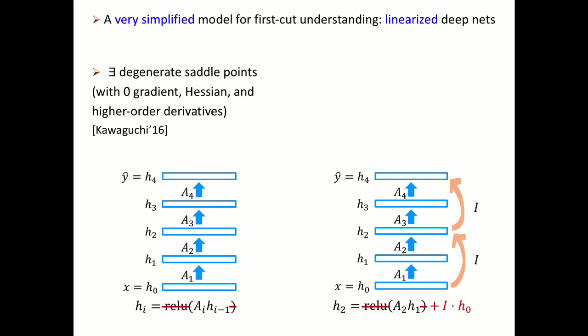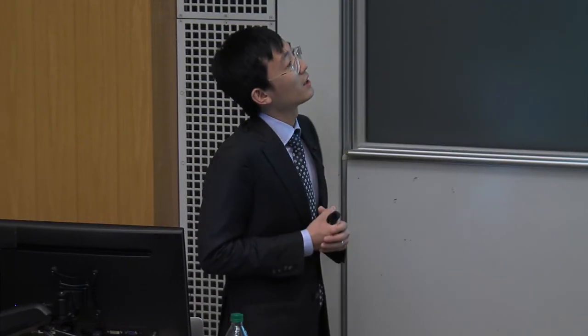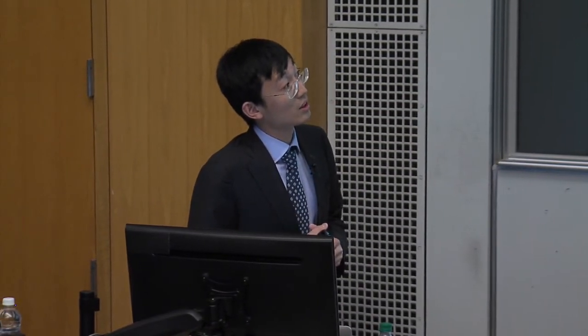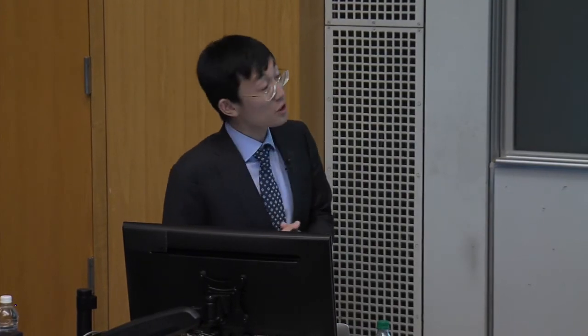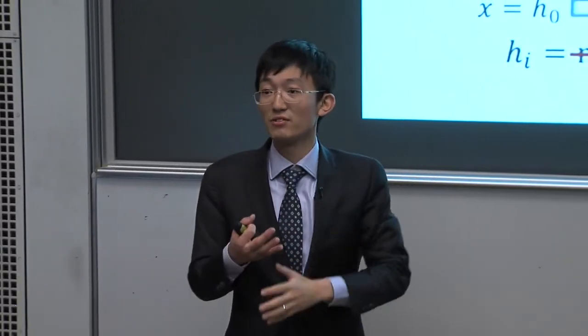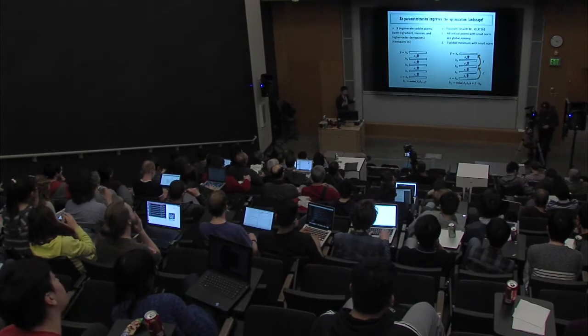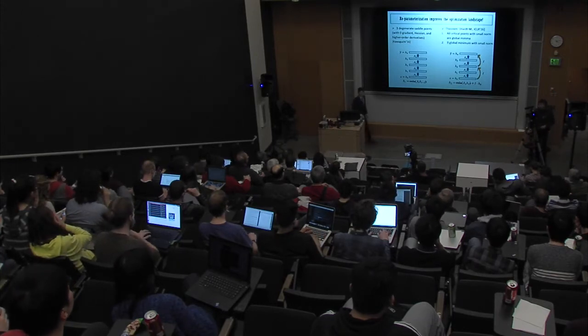On the other side, we can show that all critical points with small norm are global minima. This basically means that you only need to converge to a critical point, and then it is a global minimum. And also, this small norm assumption is not a restriction, because there exists a global minimum with small norm if you have a deep enough network. So this shows that re-parameterization does improve the optimization landscape.